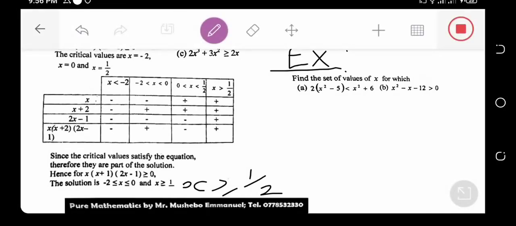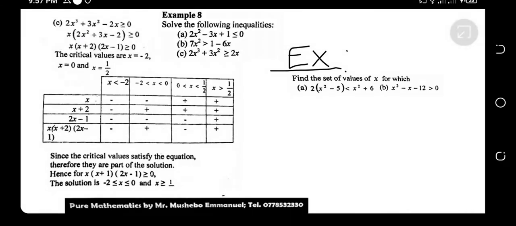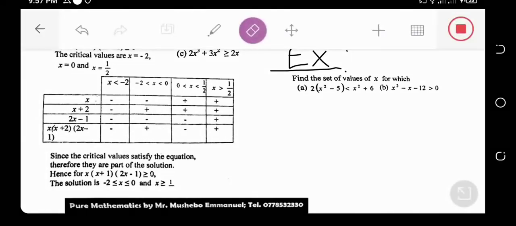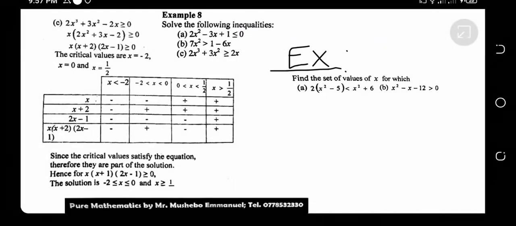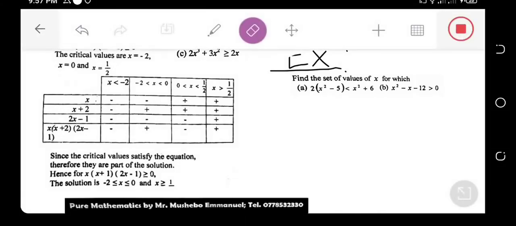Then after that, I will expect you to also work out some numbers here, so that, for example, you are given this one here, that you work out this, find a set of values of x for which. Yes, I expect you to get the answers to these ones here, and we meet in the next session.